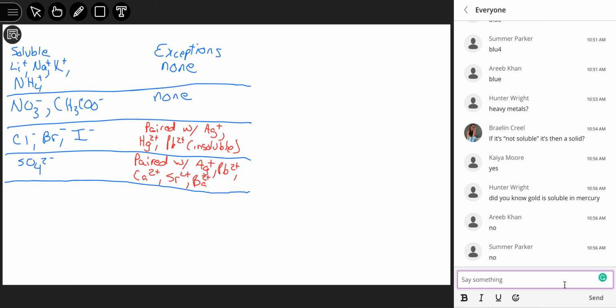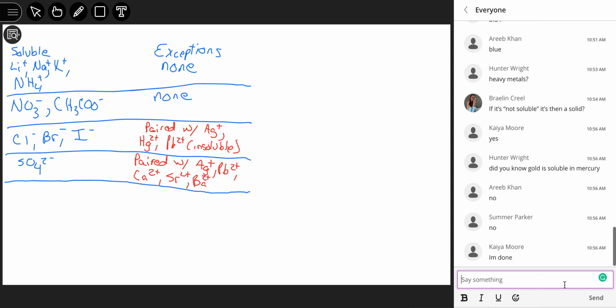I didn't know that gold was soluble in mercury. That's interesting. That's very interesting, actually.